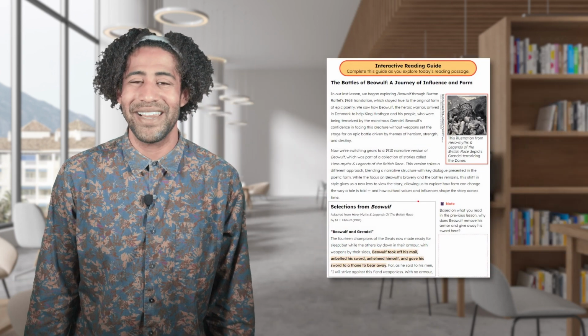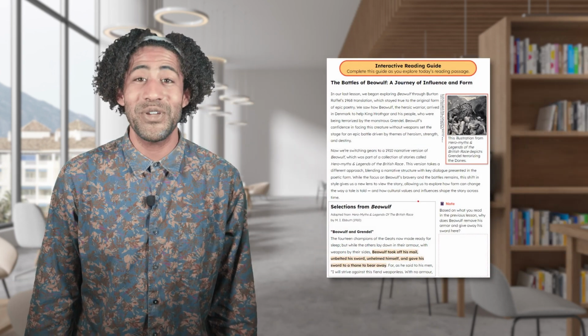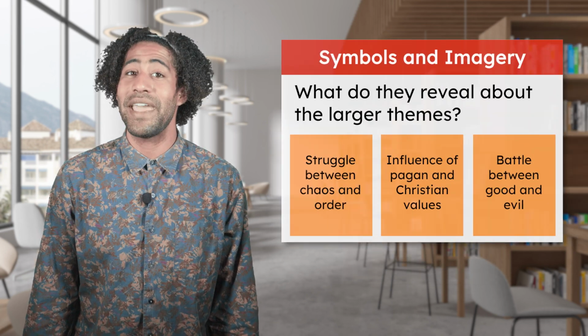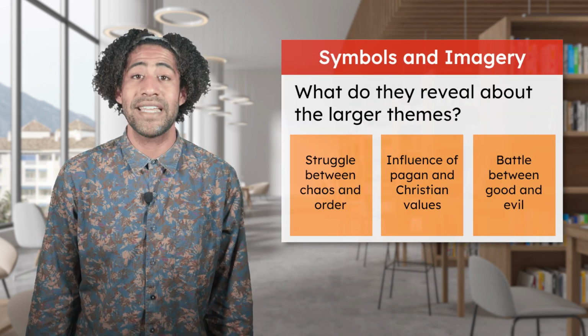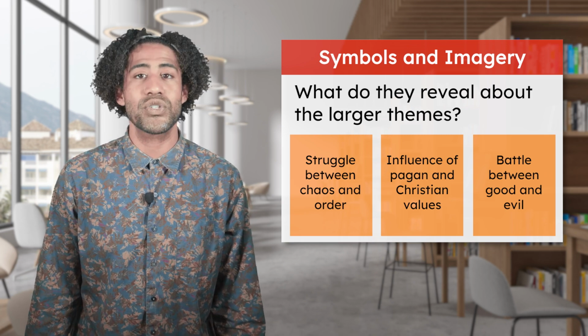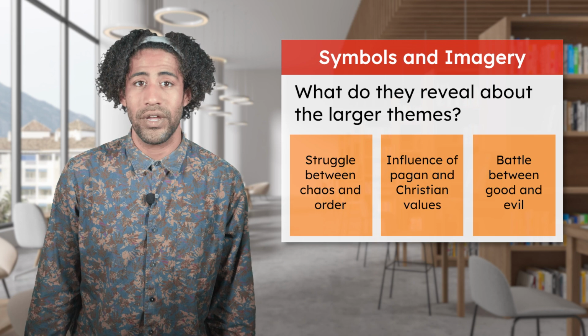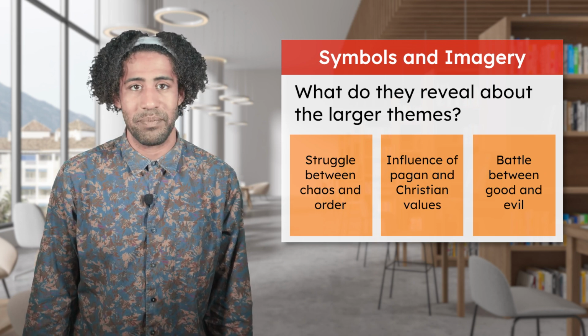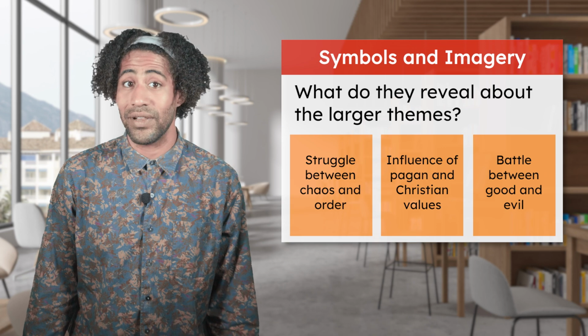But what will happen now that Grendel has broken into Heorot? You'll have to keep reading to find out. It's time for you to dive even deeper into the text through your lesson materials. As you read, pay close attention to the symbols and imagery. What do they reveal about the larger themes, like the struggle between chaos and order, the influence of pagan and Christian values, and the ever-present battle between good and evil?